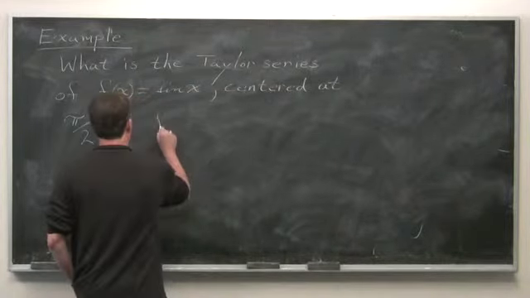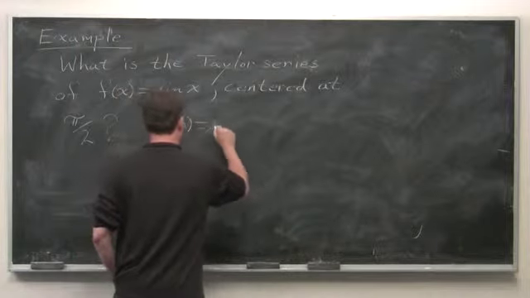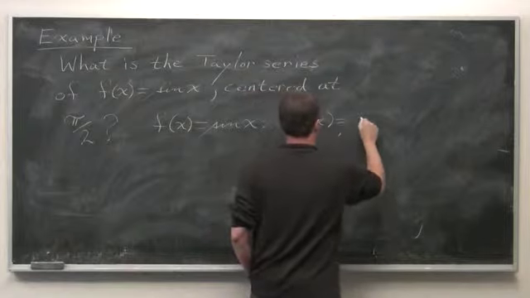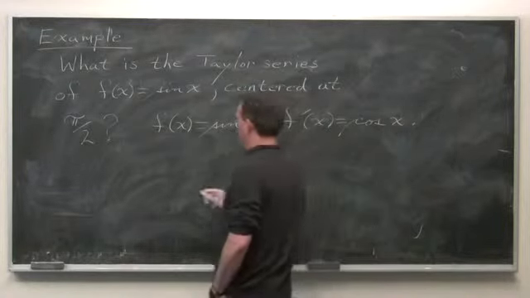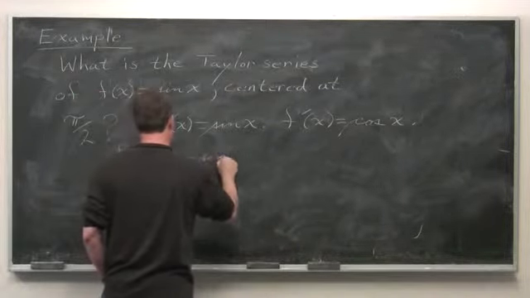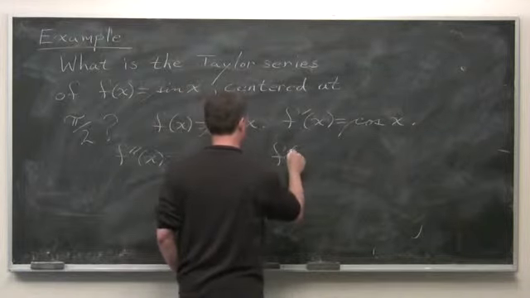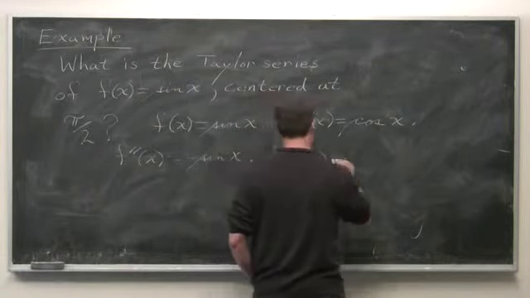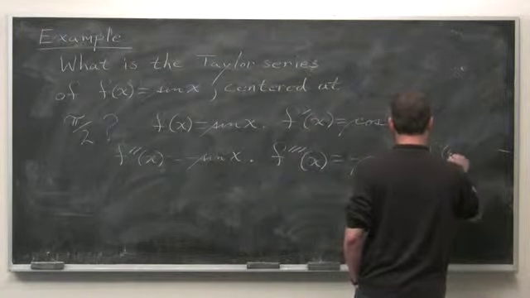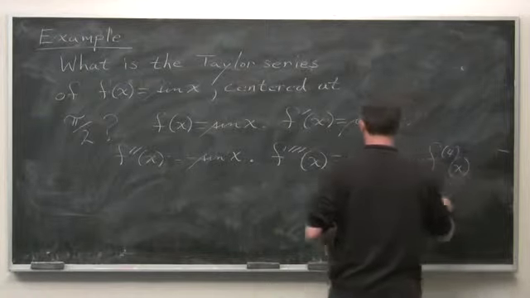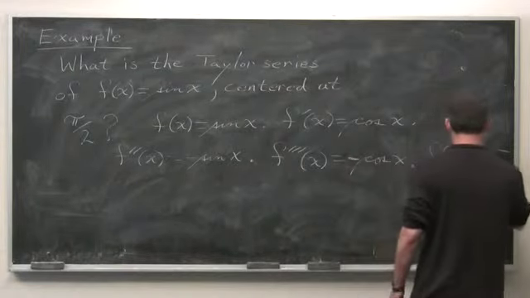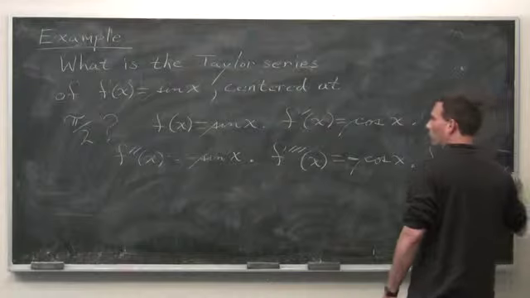So if f of x is sine of x, f prime of x is cosine of x, f double prime of x is minus the sine of x, f triple prime of x is minus cosine of x, and then it comes back around. The fourth derivative of f is the derivative of negative cosine. That's negative negative sine, that's sine of x. Well, we're back where we started, and now all the derivatives will repeat.